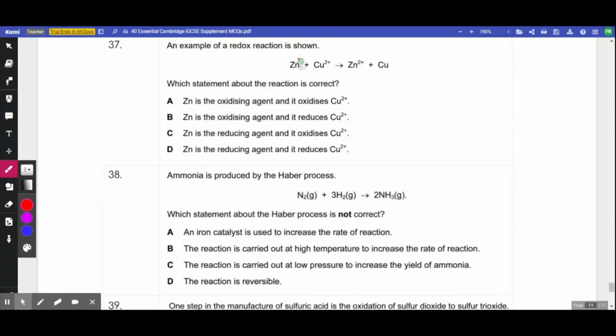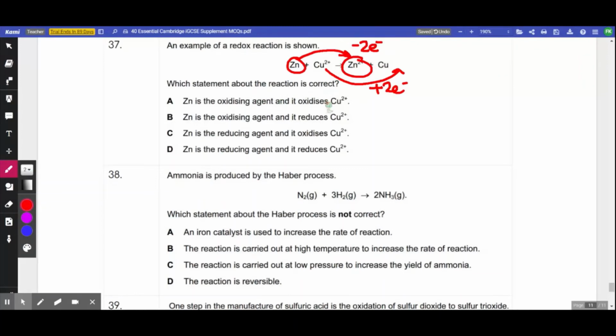So the zinc itself is an atom, and it becomes a 2+ ion. So each zinc atom will lose 2 electrons each. Copper 2 ion will actually gain 2 electrons to become the copper atom, because it's a positive charge and you're adding something that's negatively charged, which is possible. So that's basically explaining what's happening in that reaction.